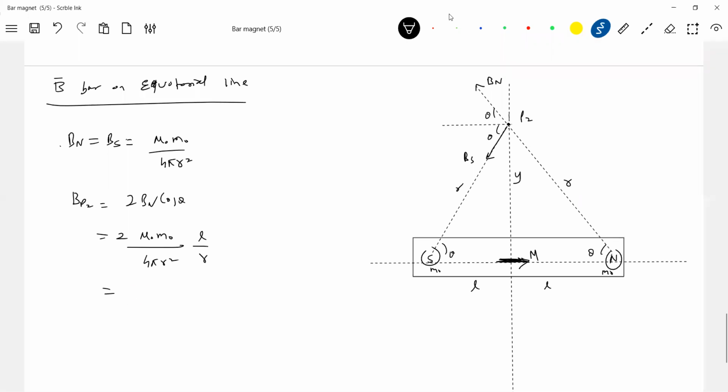So mu naught, 2L m naught. Let me arrange things. So 4 pi r cube. So 2L m naught is what? Dipole moment. So this will become mu naught m by 4 pi r cube. Or if I substitute further, so what is R? R will be y square plus L square to the power of 3 by 2.